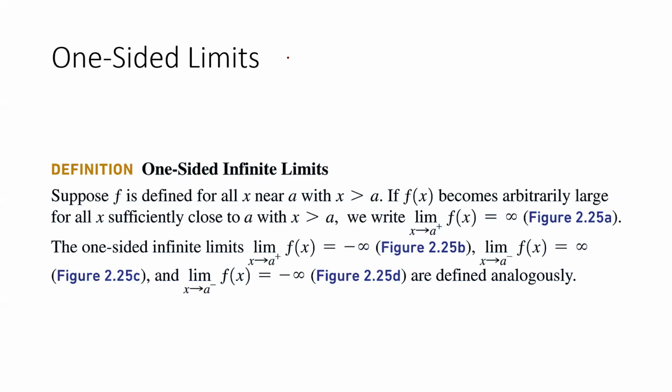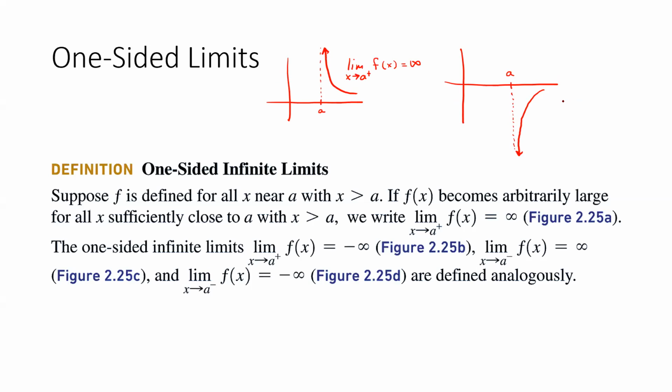So the picture there is that if it blows up from the right side, like this, that's the limit as x approaches a from the right going to infinity. Or if it blows up in the negative direction, something like this from the right, then we're saying the limit as x approaches a from the right is equal to negative infinity, right?